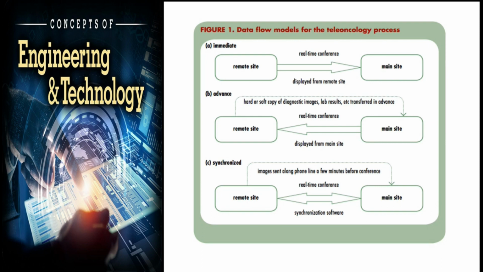So when you look for this kind of information, we have the data flow model for the tele-oncology process. We have three different classifications: one is immediate, another one is advanced, and the third is synchronized mode. So there are three modes, and it depends on the patient conditions which one is required. So the first one is immediate.